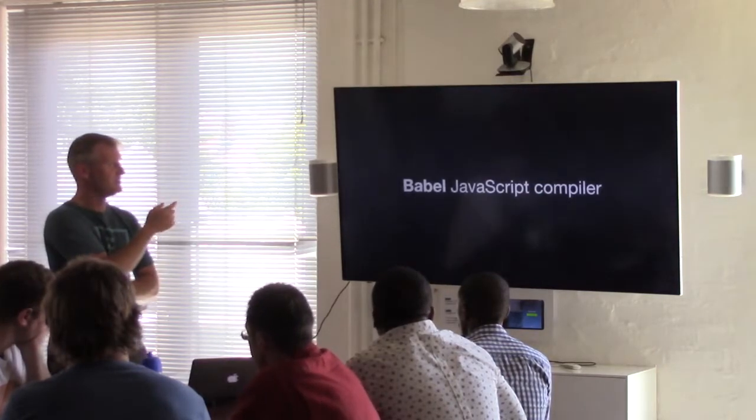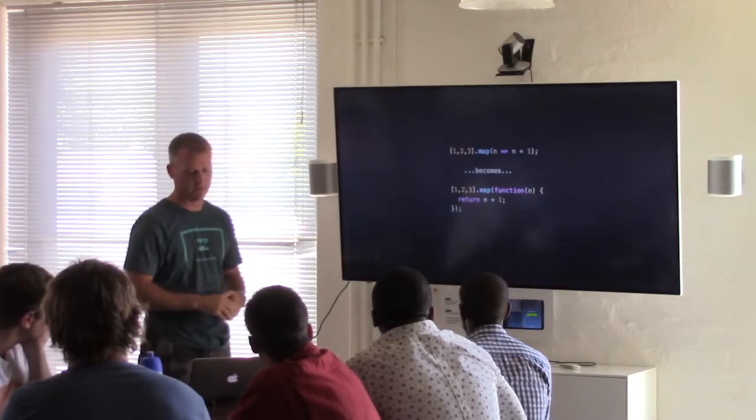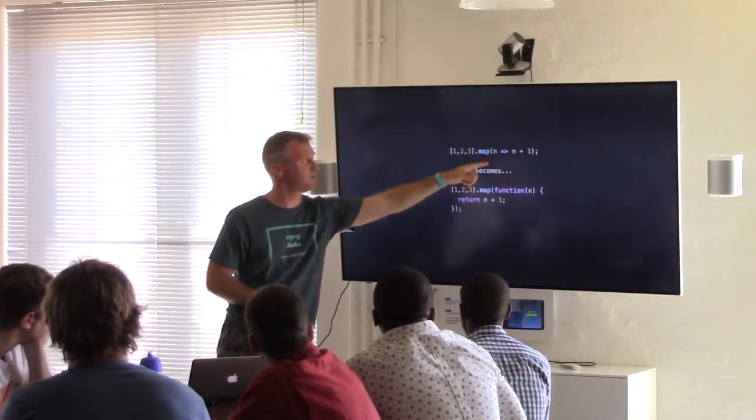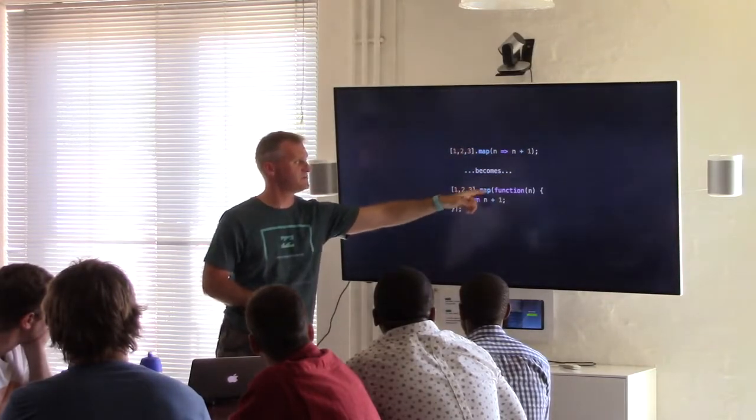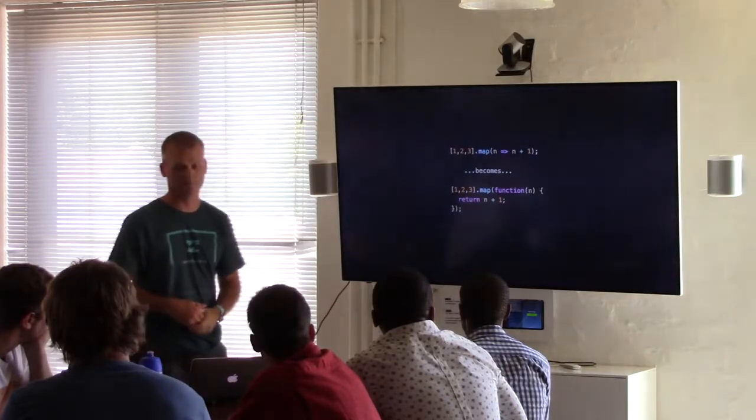And that's where Babel comes in. Babel will take your JavaScript. So if you write it in a new format with the arrow function, it will actually convert it into a proper anonymous function and explicitly return N+1.